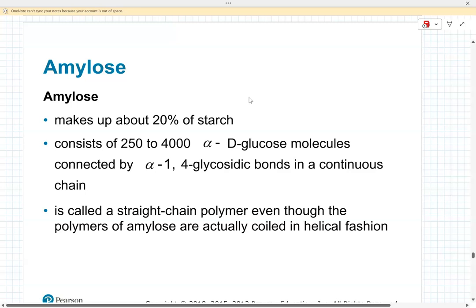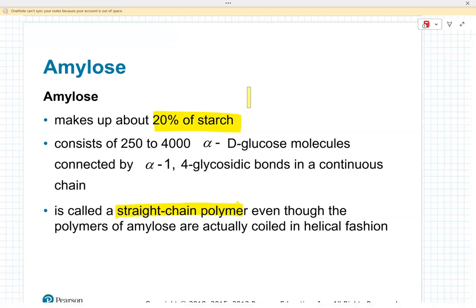So amylose represents about 20% of starch. Obviously, please don't memorize the numbers. I want you to understand that amylose, like bullet points, amylose, straight chain, consists of individual alpha-D-glucose building blocks. And these building blocks are connected by alpha-1,4 glycosidic bonds. Did I make myself clear? Okay?